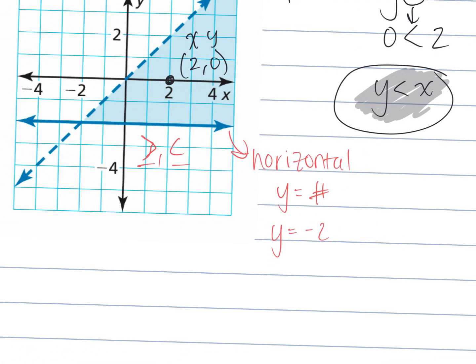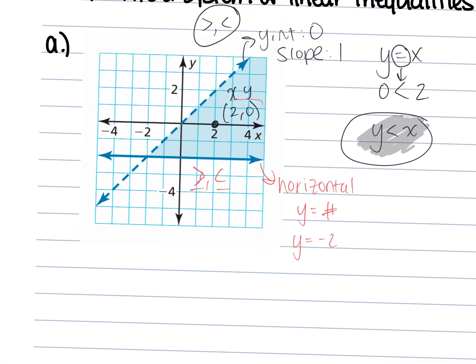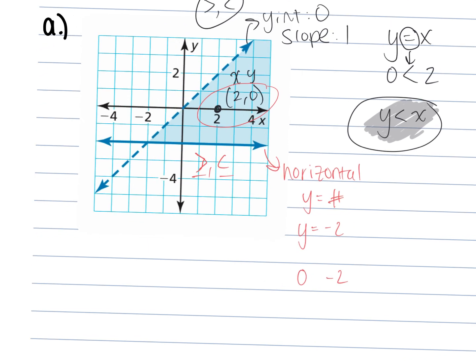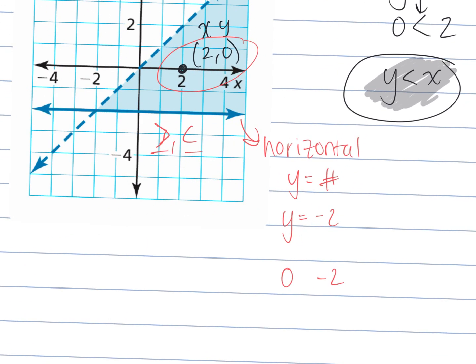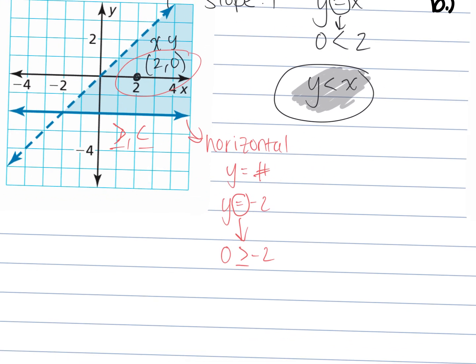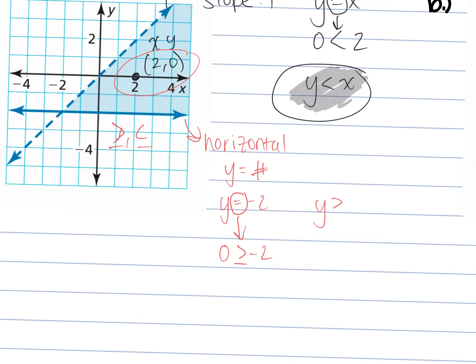All right, so now how do I figure out what to use? Use the same point, okay? 2, 0. Plug it in. You're going to get that 0 is being compared to -2. Which symbol do I need to use for the second inequality? A greater than or equal to symbol. So take this equal sign and replace it with greater than or equal to. So y needs to be greater than or equal to -2. These two are my answers.